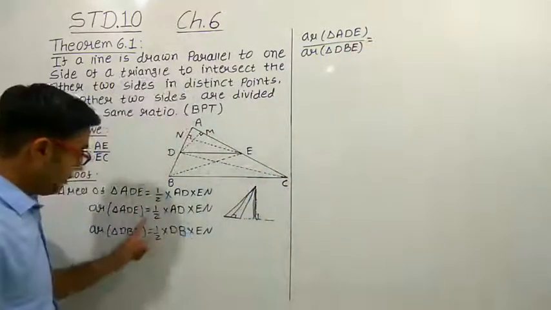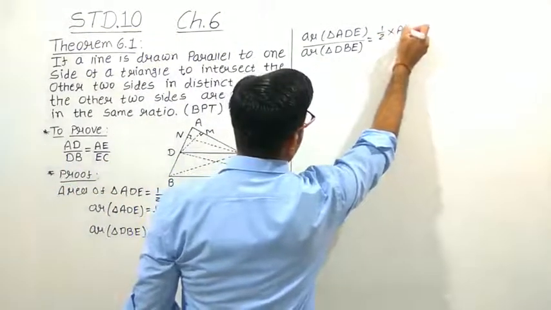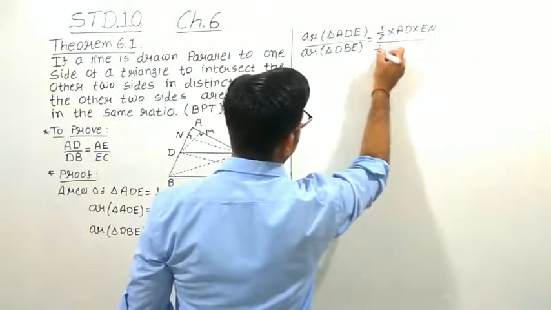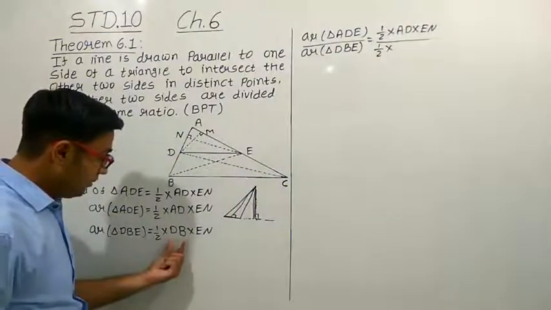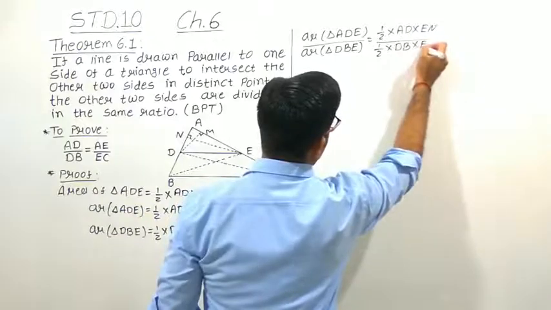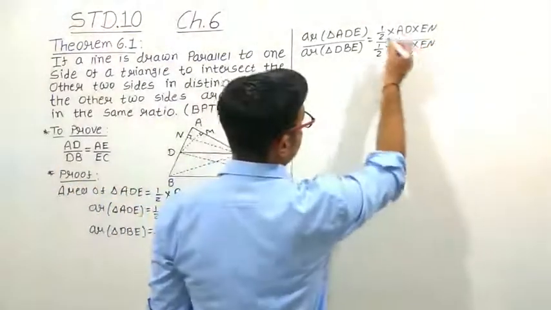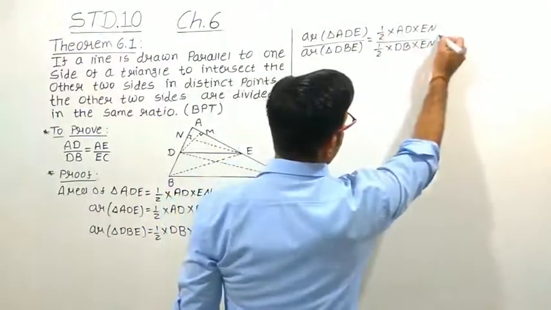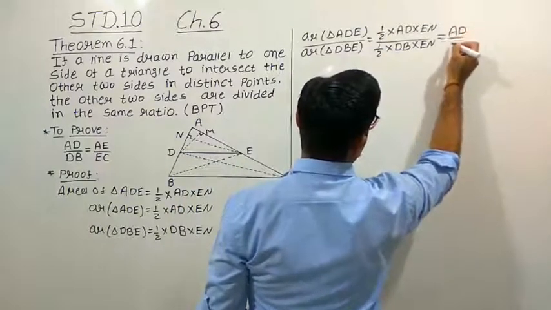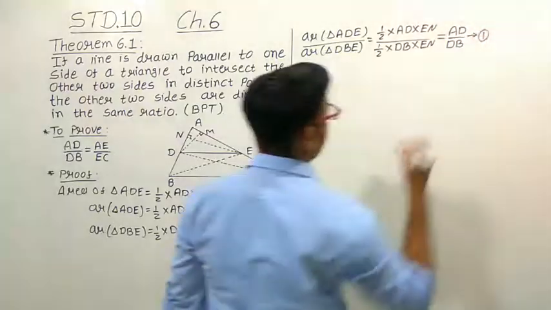Okay, what can we write down? 1/2 AD into EN upon 1/2 DB into EN. Right? So here we can see that we can cancel 1/2 EN. So what will remain here is AD upon DB. Give it equation number 1.